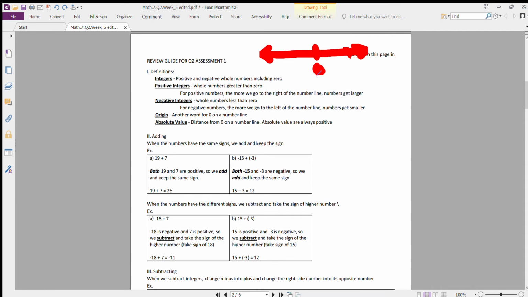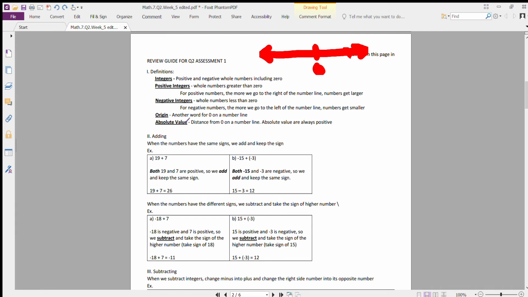And then another word, origin, is 0 on the number line. So this is the origin. This part is super useful in graphing, but right now you don't really need to know what the origin is.